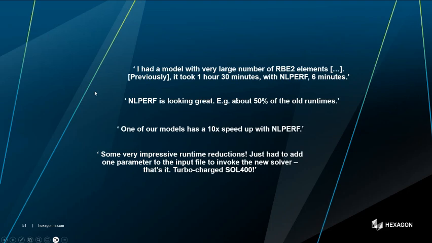And then some quotes from customers. Had a model with a very large number of RB2 elements. Previously, it took 1 hour and 30 minutes. With the settings now, 6 minutes. That's one of the best improvements I've seen on this. It's looking good, about 50% of all the run times. One of the models is a 10 times speed up. Some very impressive runtime reductions, just add one parameter, and that's it.